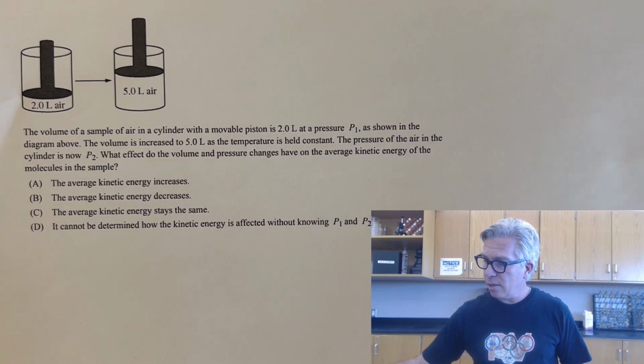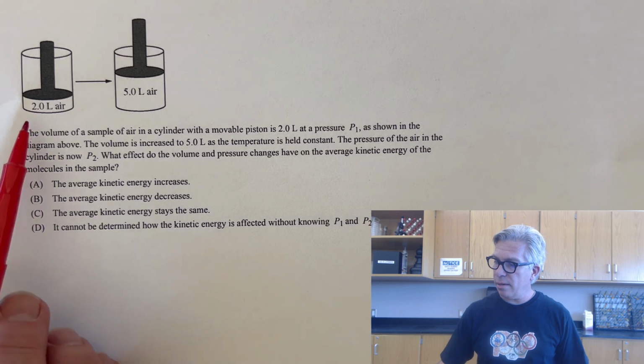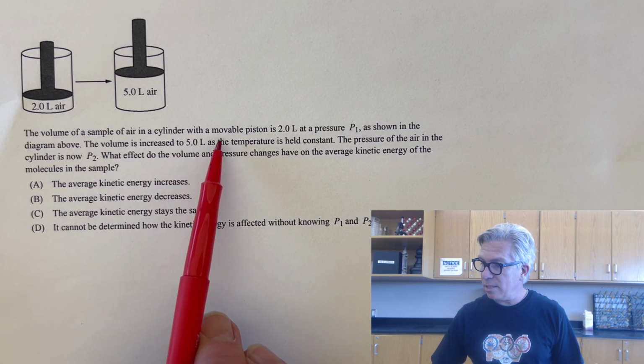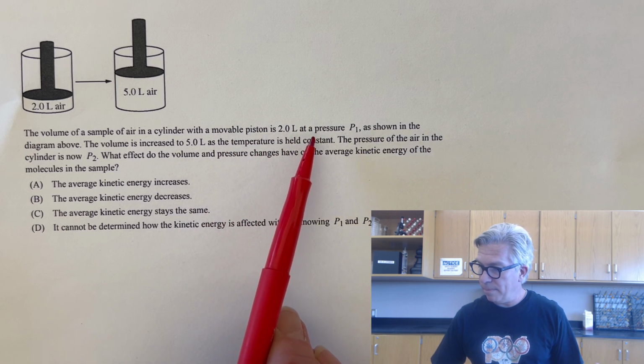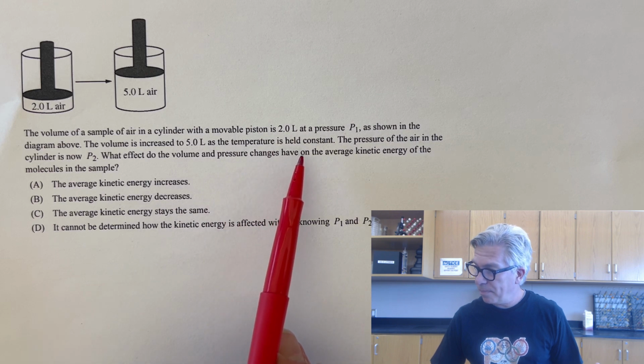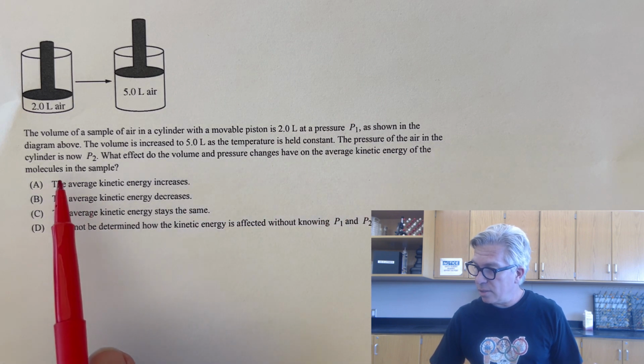Here's another one with a lot going on. 2 liters of air, 5 liters of air. The volume of the sample of air in a cylinder with a movable piston is 2 liters at a pressure, P1. The volume is increased to 5 liters as the temperature is held constant. The pressure of the air in the cylinder is now P2.